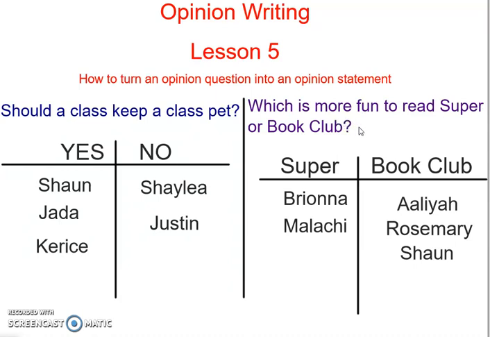This question's a little different. This isn't a yes or no question. In this question, you have to choose an option. So which is more fun to read, Super or Book Club? So you need to either pick Super or you need to pick Book Club. So again, this T-chart is used to organize the information. So these two kids like to read Super better, and these three kids chose Book Club.